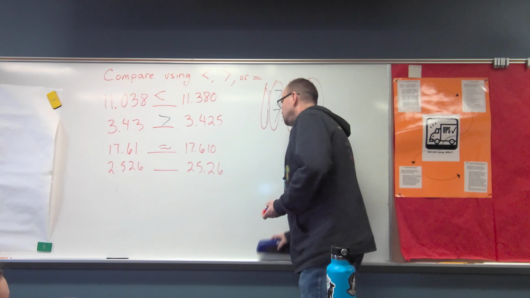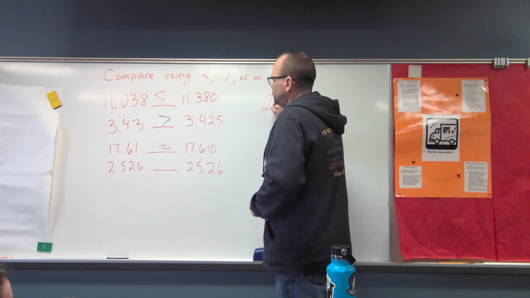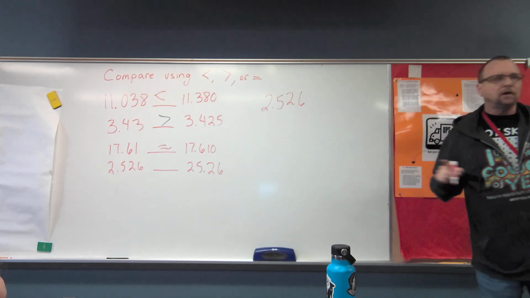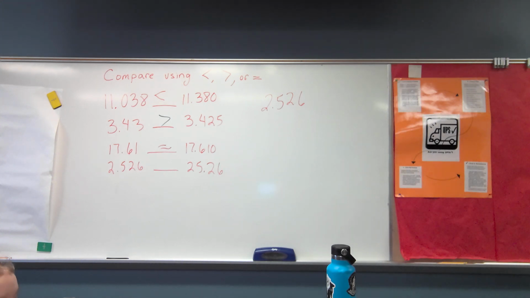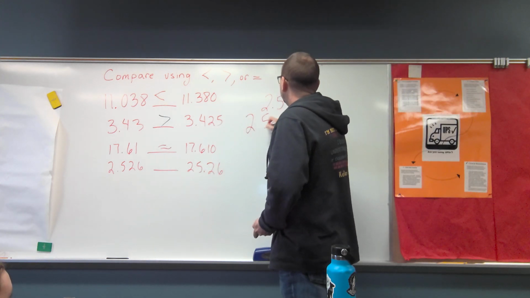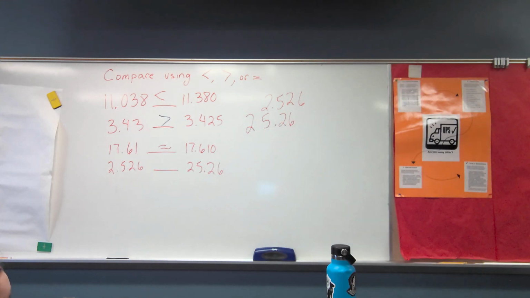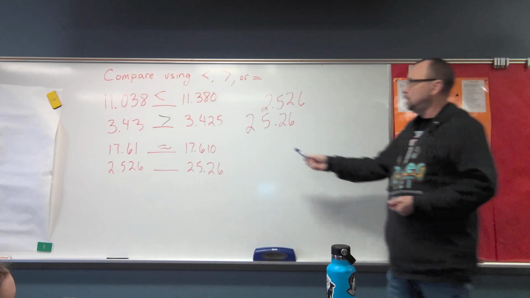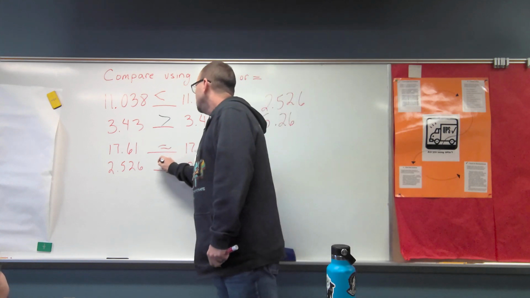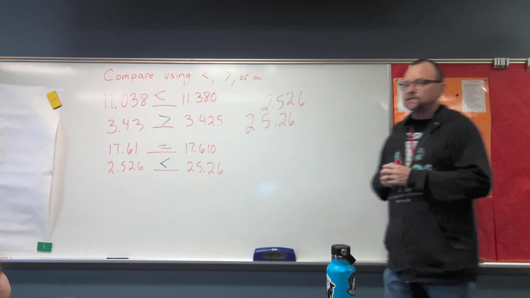And then we have 2 and 526 thousandths. This is one where, if you're not paying close attention, it might be tricky for you, because this is 25 and 26 hundredths. Making sure we're lining up the place values. We have 2 tens, we have no tens. So the one with 2 tens is greater. So 2 and 526 thousandths is less than 25 and 26 hundredths.